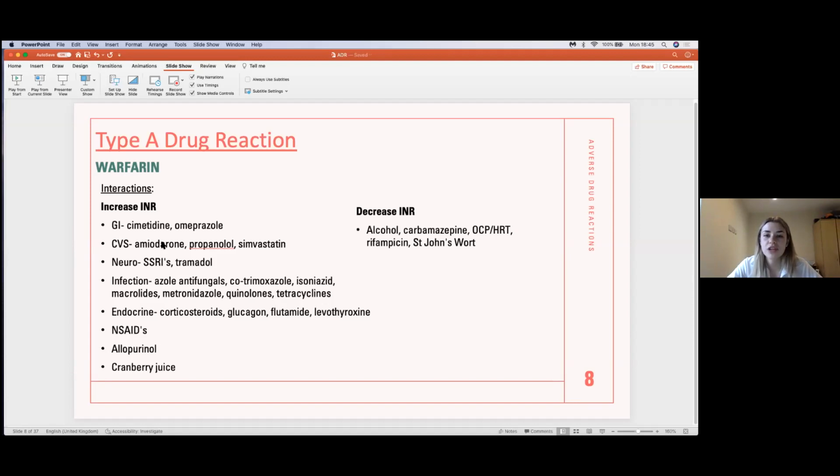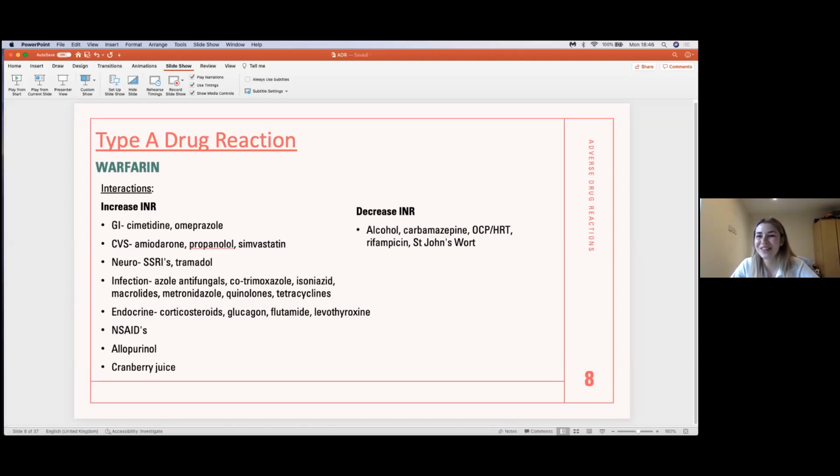SSRIs, so sertraline, that can increase your INR. Tramadol and other opioids can also increase your INR. So antifungals, so people who are on medication for athlete's foot, ringworm, thrush, cryptococcal meningitis, if they're also on warfarin, that can significantly increase that INR. Also co-trimoxazole, which is a combination of trimethoprim and sulfamethoxazole. I'm awful at pronouncing drug names, sorry.